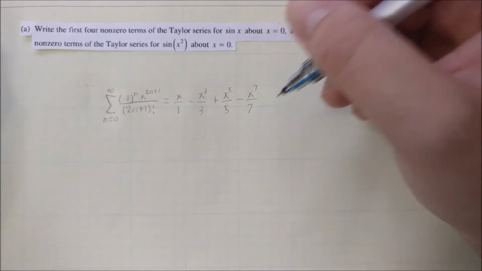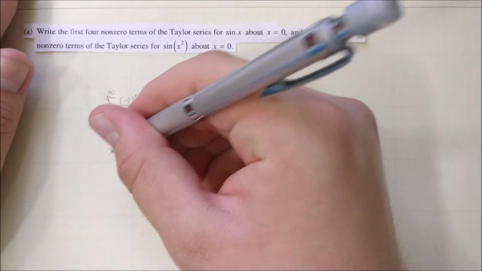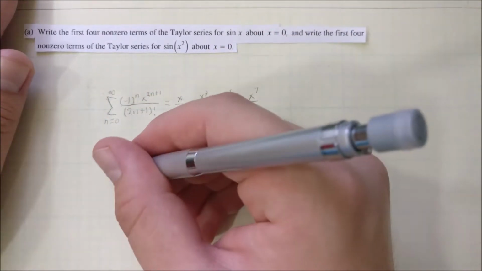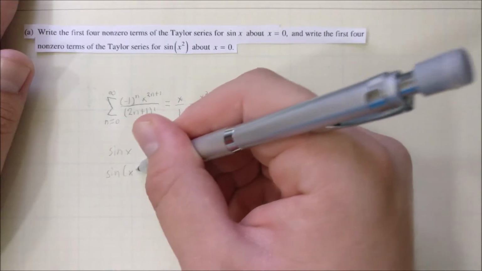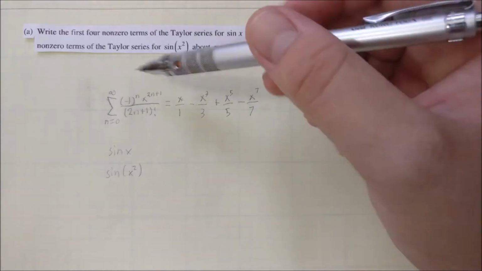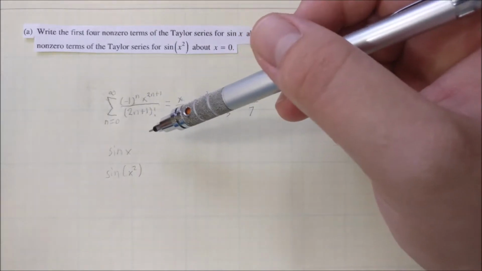And next, we have to write out the Taylor series for sine of x squared. So if you remember, Maclaurin substitution means that if you have something like sine of x, but you change the inner part to something else, in this case x squared, you can just substitute the inner part into the Taylor series for sine of x, and that will be the Taylor series for sine of x squared.